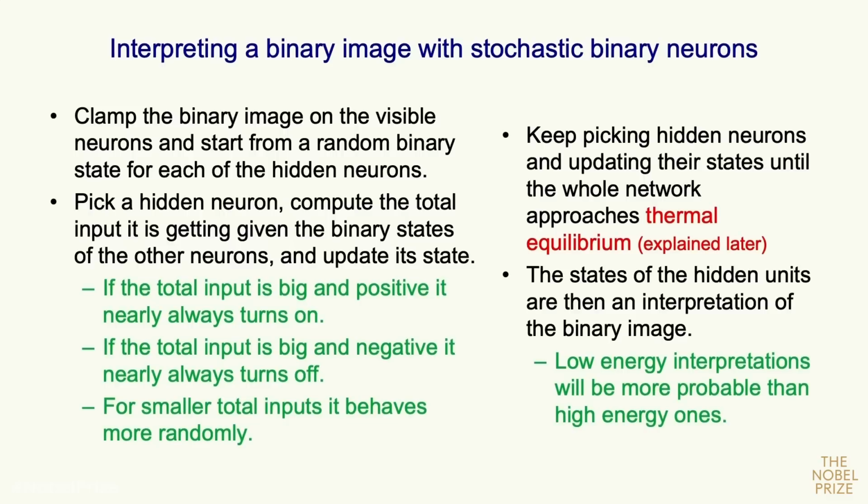And if we go round and we keep picking hidden neurons and doing that, the system will eventually approach what's called thermal equilibrium. That's a difficult concept for non-physicists, and I'll explain it later. Once it's reached thermal equilibrium, the states of the hidden neurons are then an interpretation of that input. So in the case of that line drawing, you'd hopefully have one hidden neuron turned on for each line unit, and you get an interpretation which will be one of those two interpretations of the Necker cube. And what we hope is that the low energy interpretations will be good interpretations of the data.